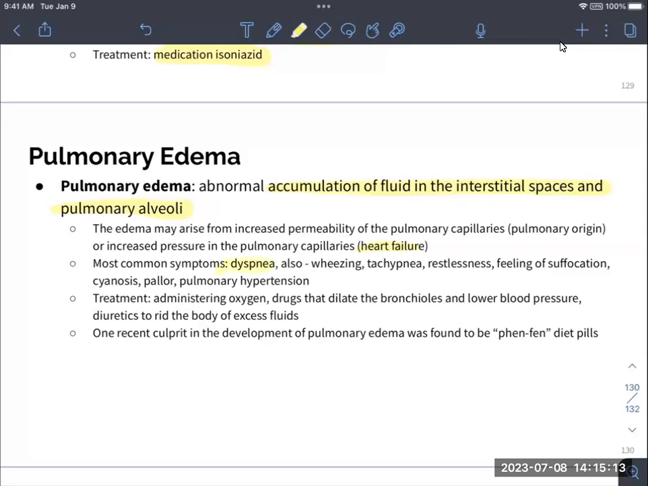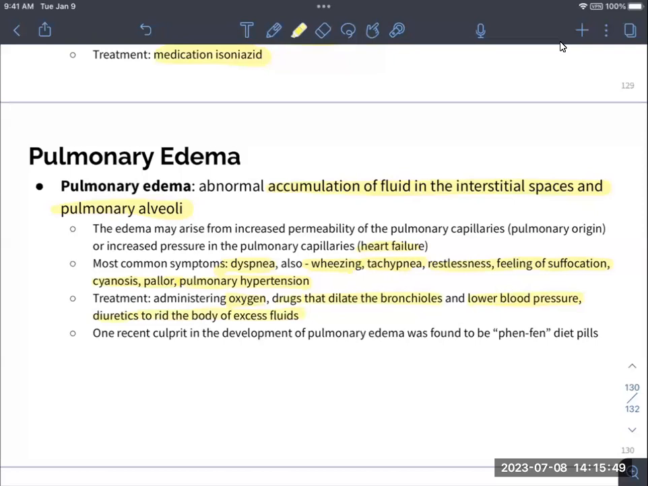People have difficulty breathing. They have that wheezing, that whistling sound. Tachypnea, increased breaths per minute, restlessness, feeling of suffocation. They turn blue, pale. They can have that pulmonary hypertension. They usually give oxygen and drugs to try to dilate those bronchioles. They try to lower the blood pressure. Diuretics to get rid of those fluids.